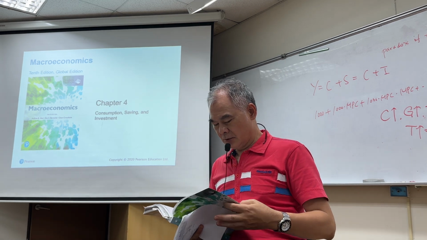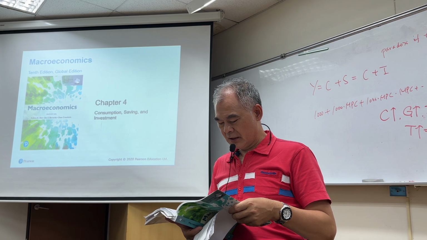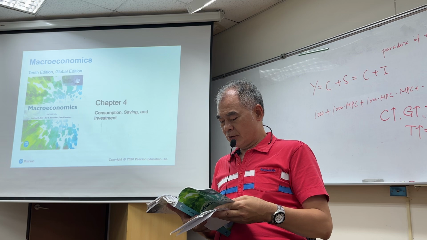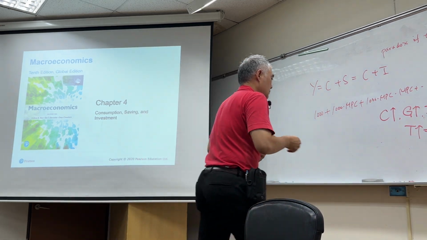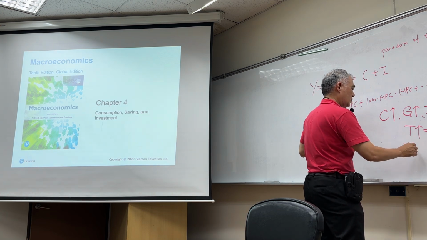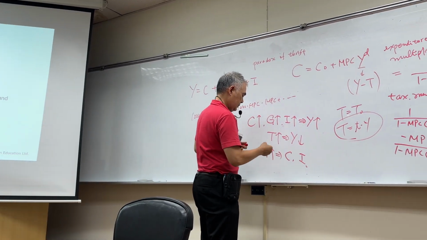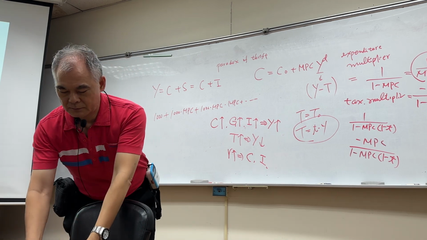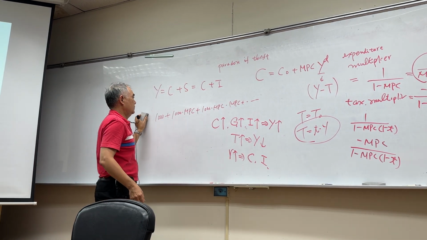The interesting thing is the effect of changes in expected future income, which is related to R, the interest rate. So R will also affect C and I, and how? I will erase this.